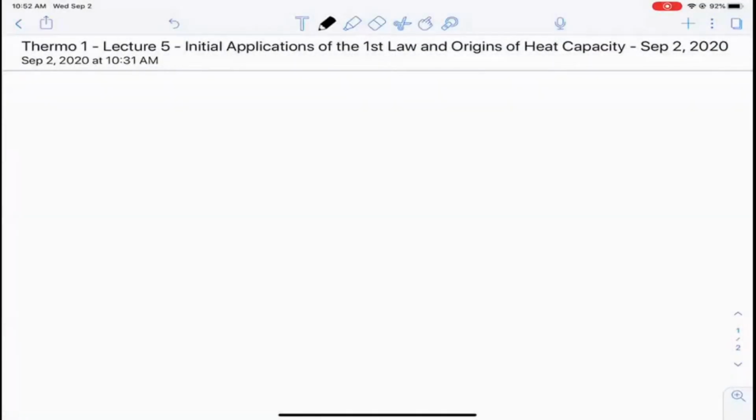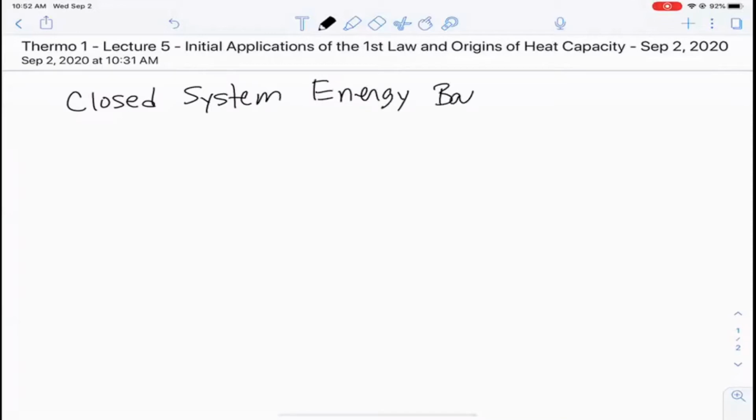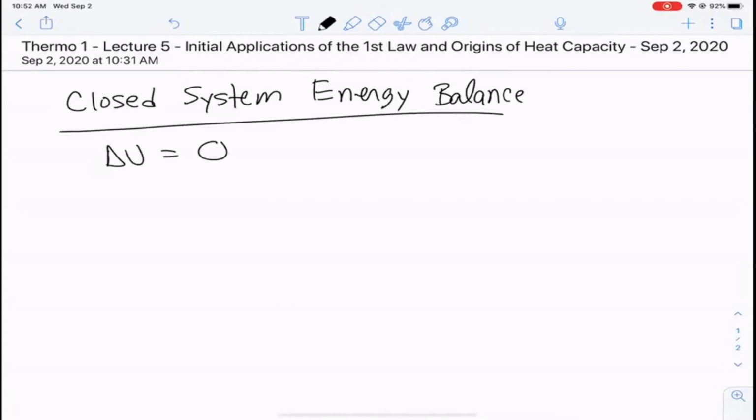In the last lecture, we really left off with the energy balance for a closed system. And that was that the change in the internal energy of the closed system was equal to the amount of heat transferred between the system and the surroundings, plus the work, either the work done by the system on the surroundings or the work done by the surroundings onto the system. So what I'd like to do today is to solve 3 example problems where we directly apply this equation.